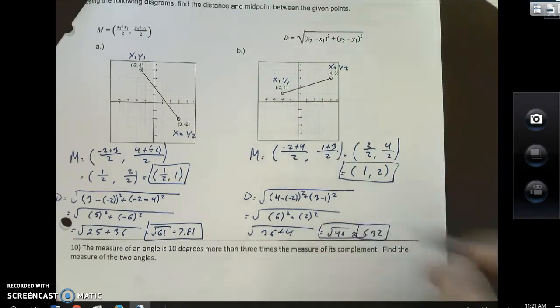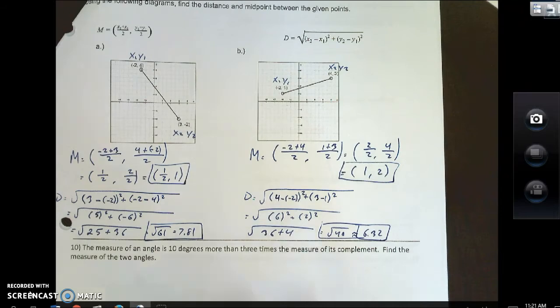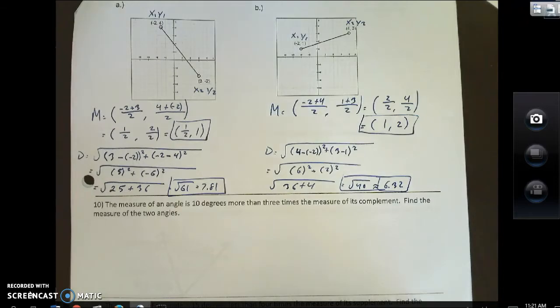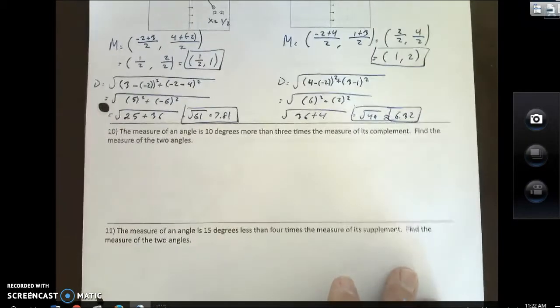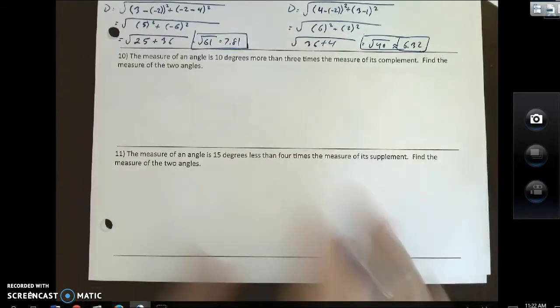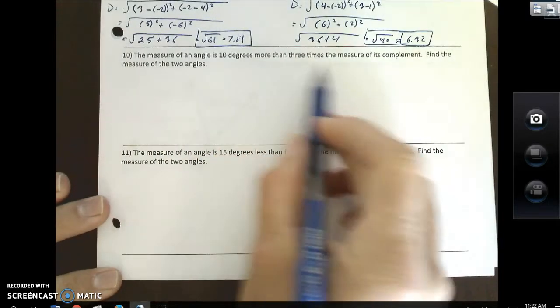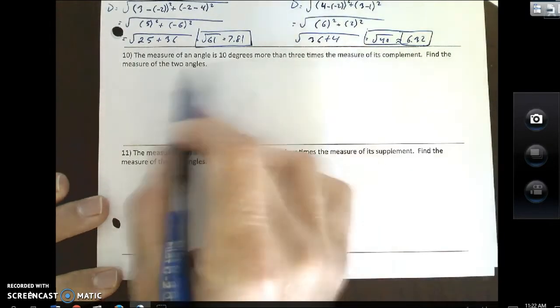Okay, we're all set. Either one answer will be fine. You're obviously not going to do two of these on the test. You just have to know how to do one of each, like one midpoint, one distance. All right? Just giving you two examples so you have extra practice. All right, number 10 and 11. You're going to get one of these. All right? The measure of an angle is 10 degrees more than 3 times the measure of its complement. Find the measure of the two angles.